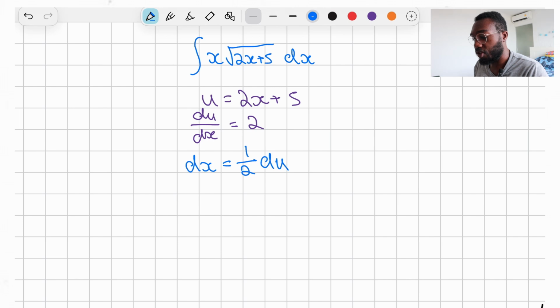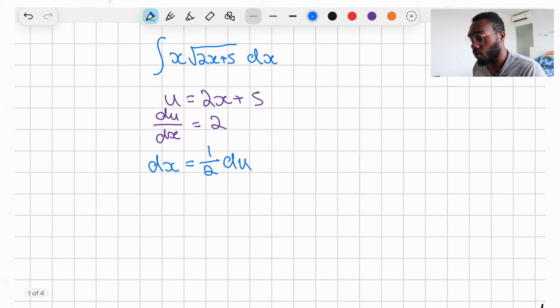What else do we know about this question? Well, we also have an x, but we need to figure out what x could be in terms of u. So if we use the fact that u is equal to 2x plus 5, we can rearrange this to get x by itself. And if we do that, we get x is equal to u minus 5 over 2. Now we've got an expression for x in terms of u, we've got an expression for the 2x plus 5 in terms of u, and we have an expression for dx in terms of u as well. So now we can put that all together.